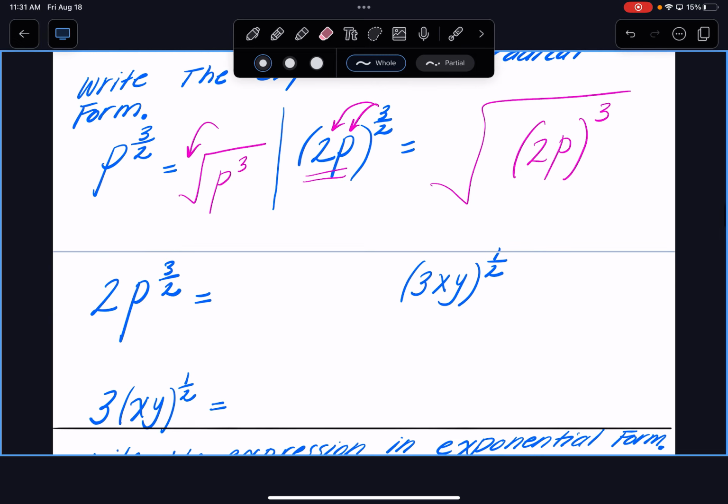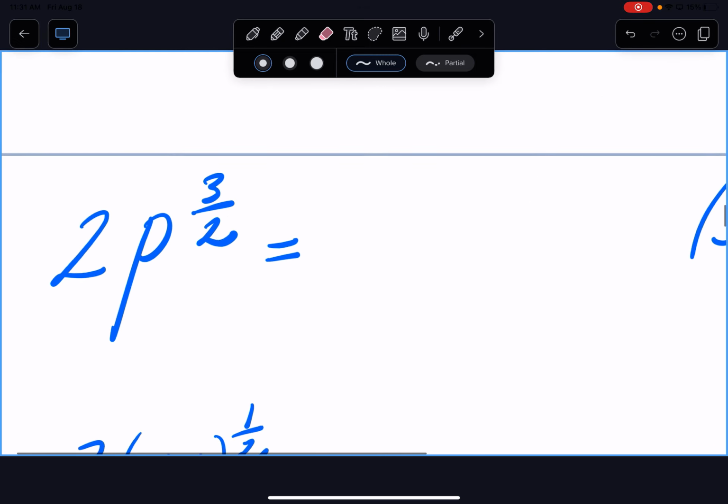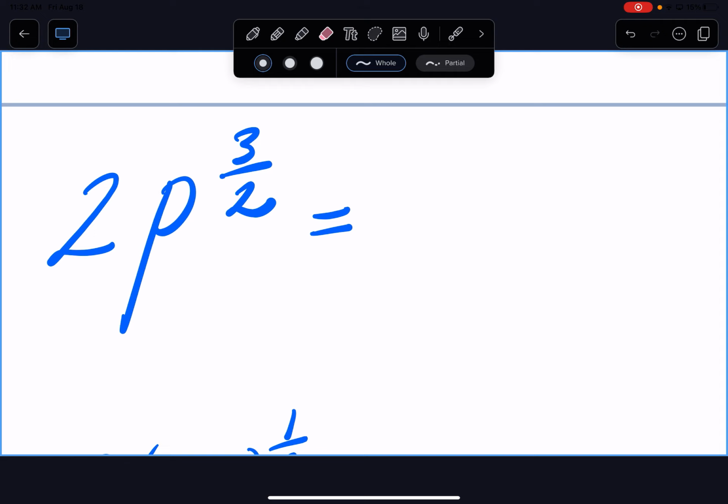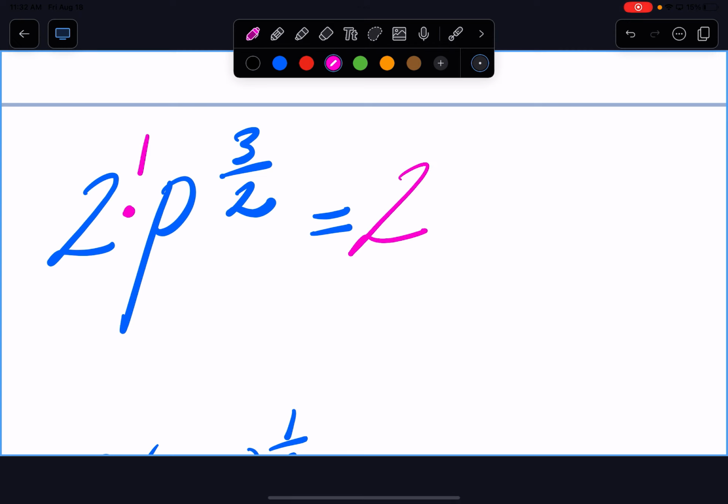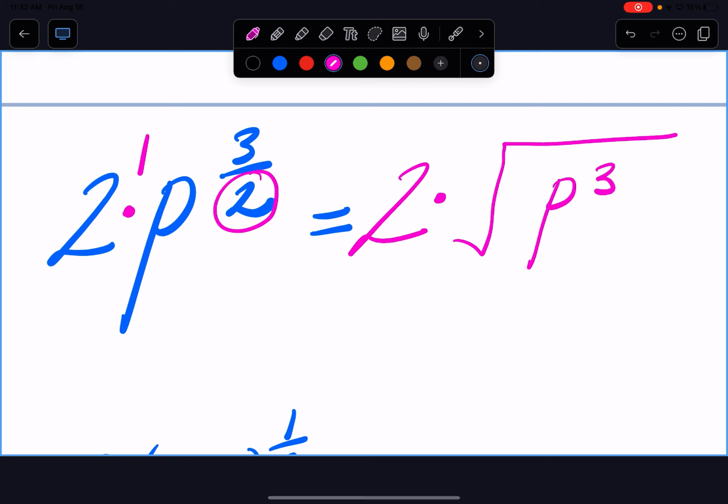Okay, look at this one. This one tricks people. Write this in radical form. 2 has, everybody look, 2 has a first exponent, true? Only fractional exponents are radicals. So this has nothing to do with the radical. It's a tricky question. So we would say 2 is on the outside and it's times 2 to the square root of p to the third power.